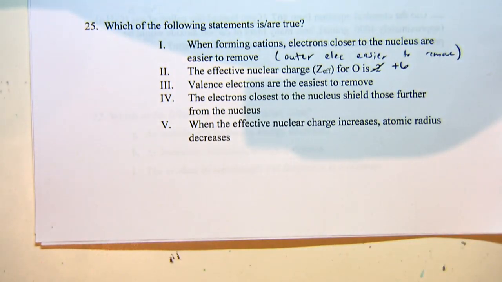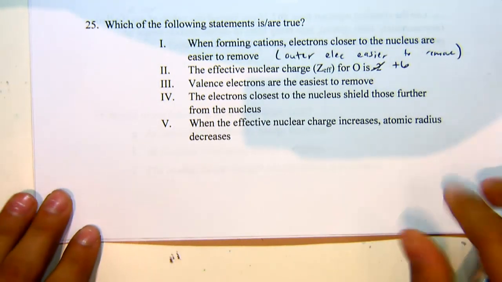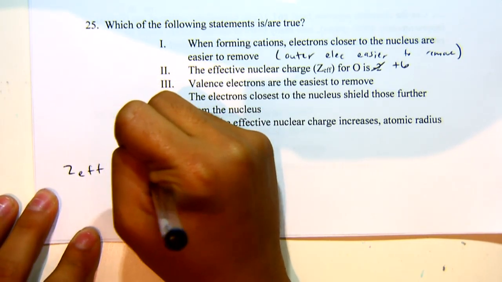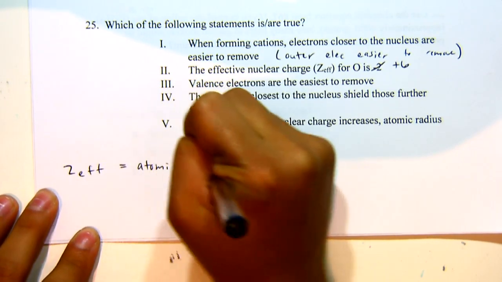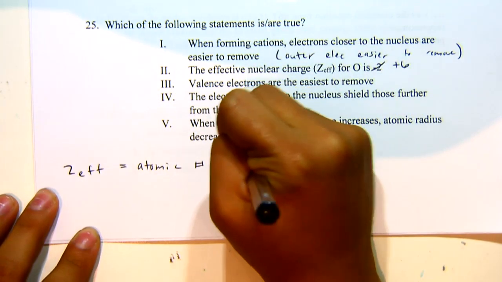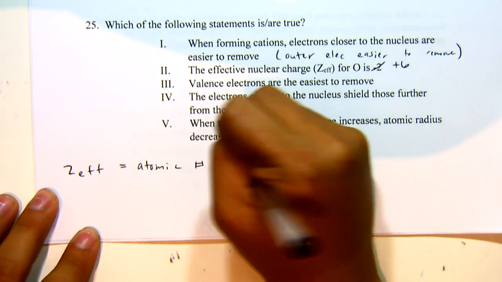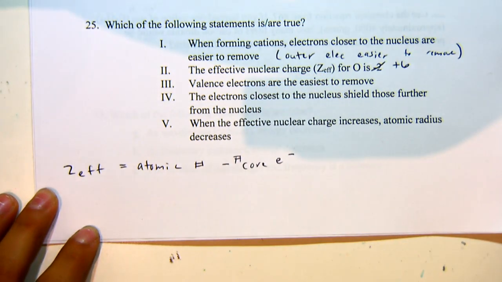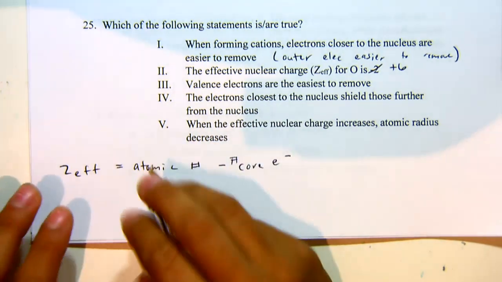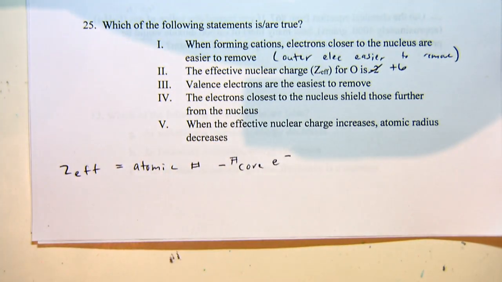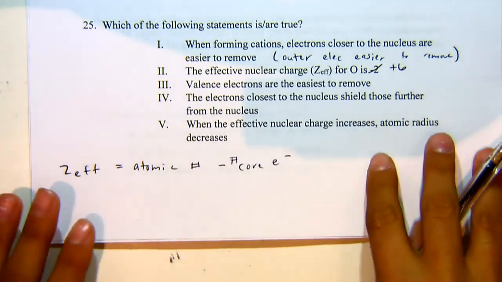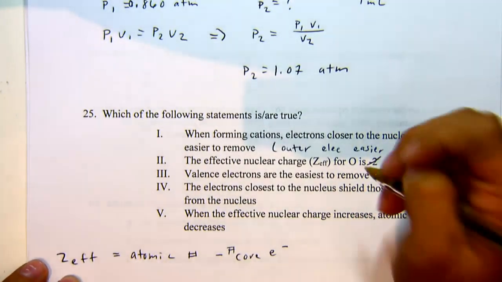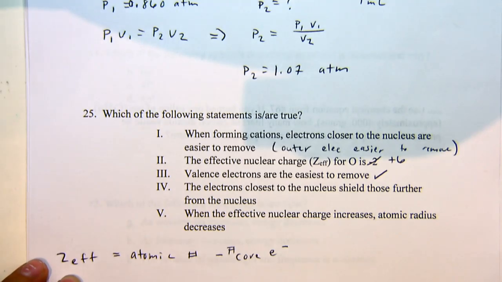+6. And that's because Z effective, make this note here, Z effective, remember, equals the atomic number minus the number of core electrons. Or it's representative of the element's column number. So this will be +6. And then valence electrons are easiest to remove. We just discovered that, yes, that is true.